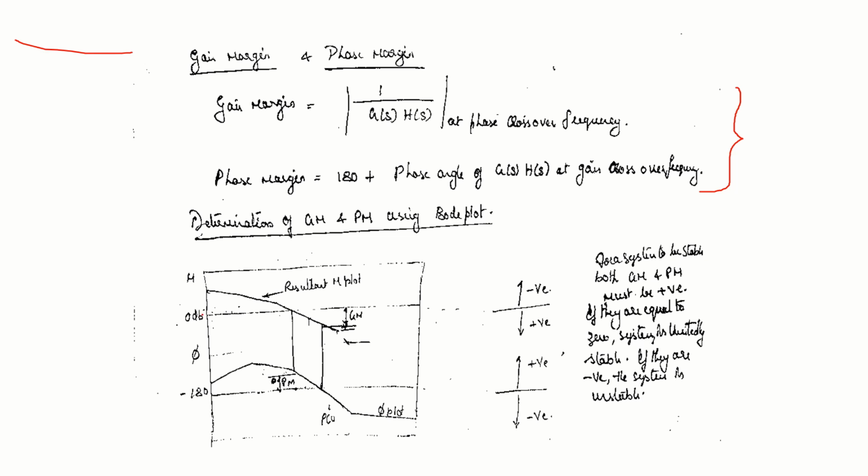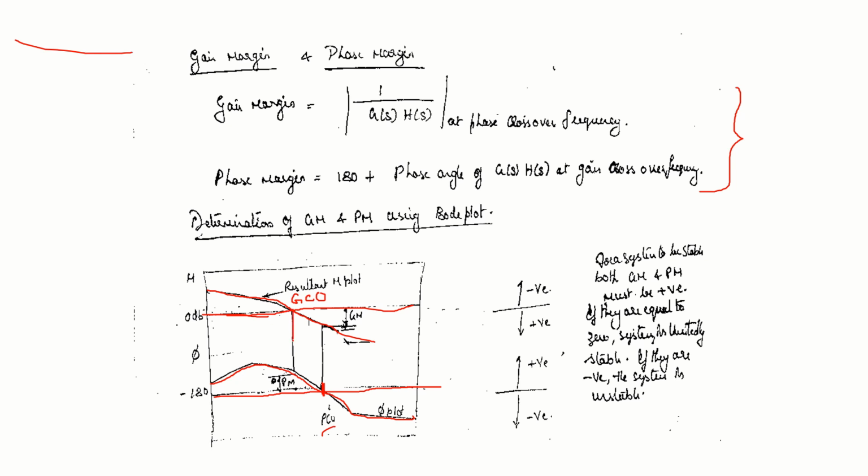So what you do is take the magnitude plot, and this is your resultant magnitude Bode plot. This is your phase angle plot. This is the minus 180 degree line. This is the 0 dB line. You have drawn the phase angle plot. Fine. This is what you call gain crossover, and that frequency you write, that is gain crossover frequency. This is phase crossover, that frequency you read as phase crossover frequency.